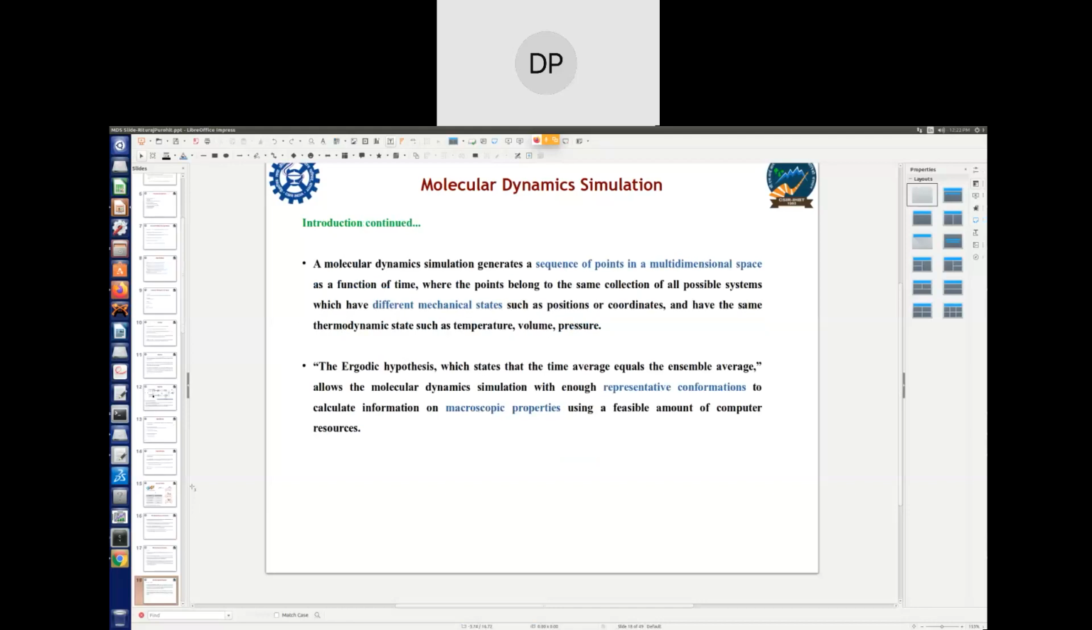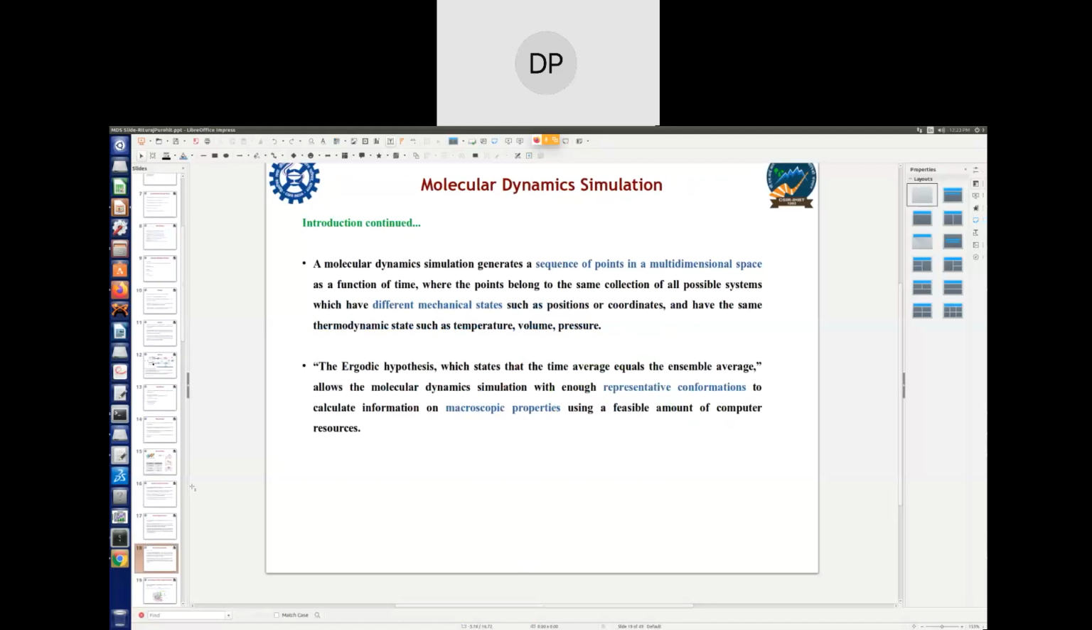A molecular dynamics simulation generates a sequence of points in multidimensional space as a function of time, where the points belong to the same collection of all possible systems which have different mechanical states. The ergodic hypothesis, which states that the time average equals the ensemble average, allows the molecular dynamics simulation with enough representative conformations to calculate information on macroscopic properties using a feasible amount of computer resources.